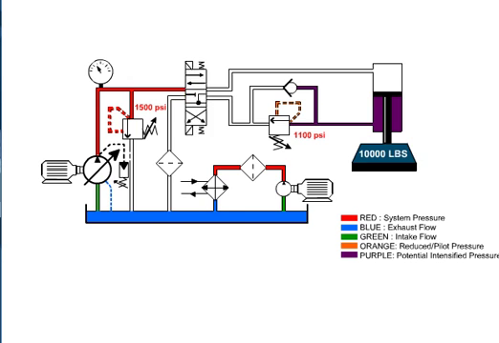When shifted, the directional control valve applies pressure on the cylinder piston. This, in turn, increases the back pressure, causing the counterbalance valve to open, allowing the cylinder to lower the load at a controlled rate.